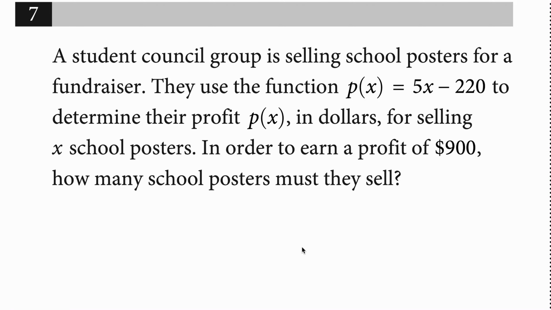Okay, welcome again. Question number 7. A student council group is selling school posters for a fundraiser. They use the function p(x) = 5x - 220. Okay, so p(x) is equal to 5x minus 220. This is our equation to determine their profit p(x). So that means profit is for selling x school posters. So x is actually the number of posters.